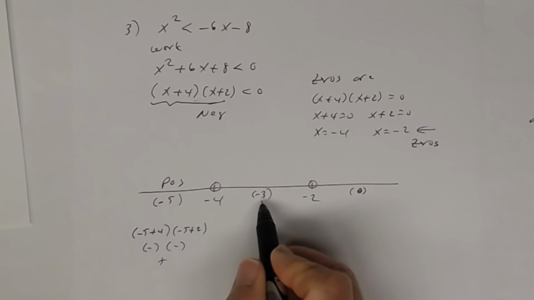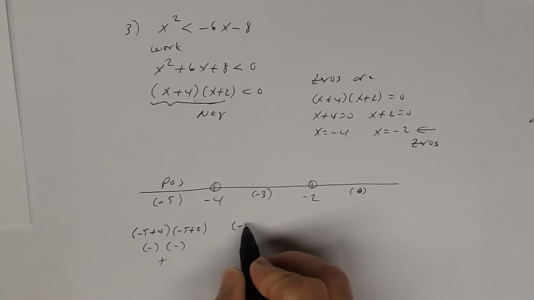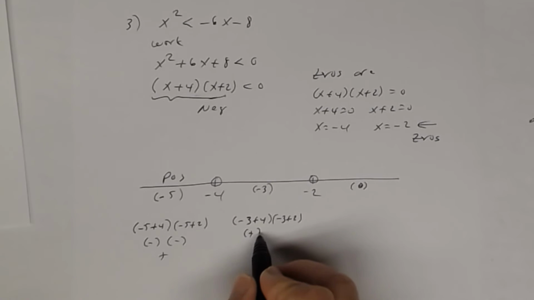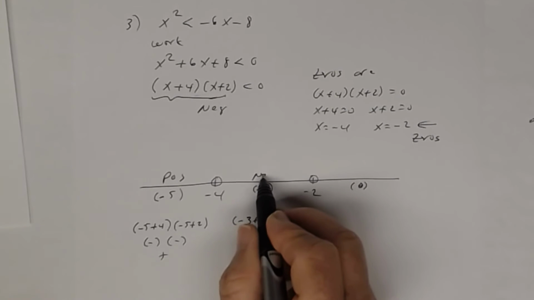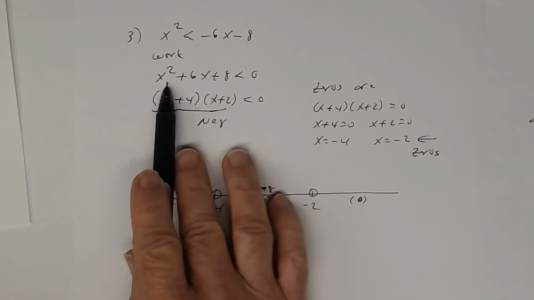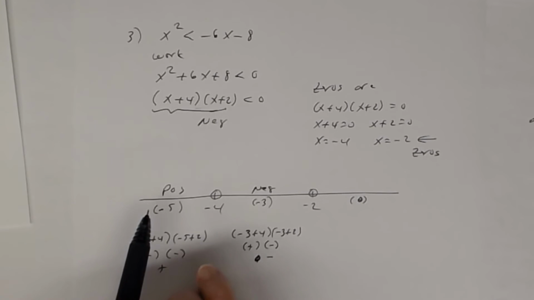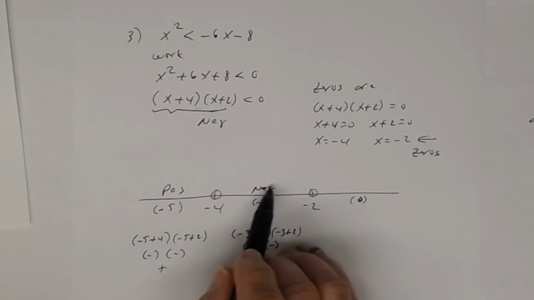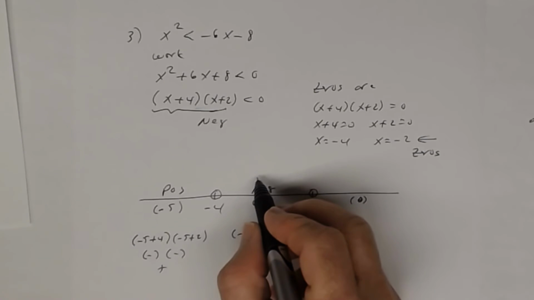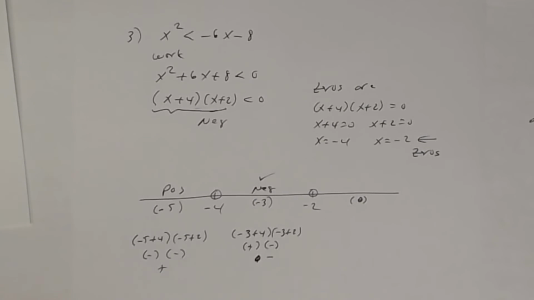Let's go to the next one, negative 3. So I get negative 3 plus 4 times negative 3 plus 2. Negative 3 plus 4 is a positive 1. Negative 3 plus 2 is a negative 1. A positive times a negative is a negative, right? So any real number in that second interval will make these two expressions negative, which is what I want. So any real number in that interval will make the original inequality a true statement. So that's going to be a solution.